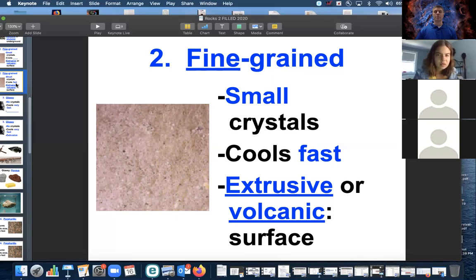The place that happens is on the surface, or extrusive, or volcanic. Like I said, we'll use extrusive. So primarily we'll use intrusive and extrusive to describe where this is happening. So again, just from identifying the texture, we know where this formed, and we know that it cooled much faster.